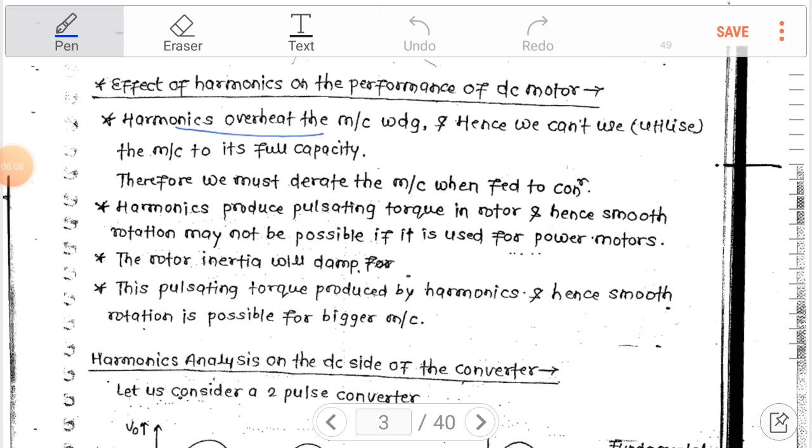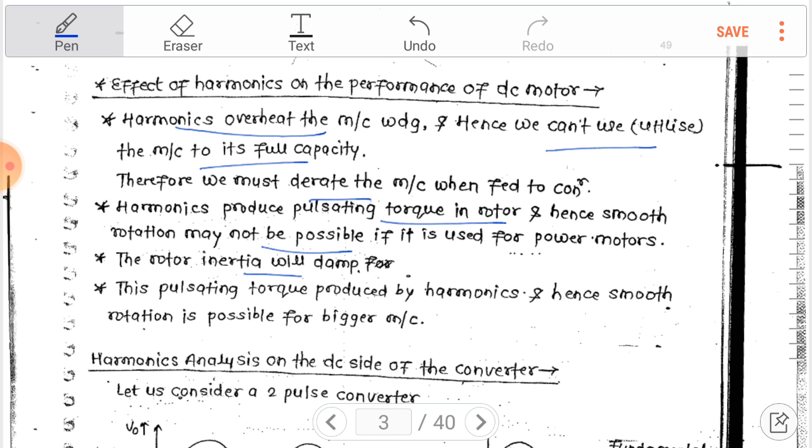First, harmonics overheat the machine winding, and we cannot utilize the machine to its full capacity. So to avoid overheating, we have to run the machine with a low power supply, or we have to derate it. Harmonics produce pulsating torque, and hence smooth rotation is not possible. No smooth rotation is possible in the DC motors which we run from the output obtained from the rectifiers.